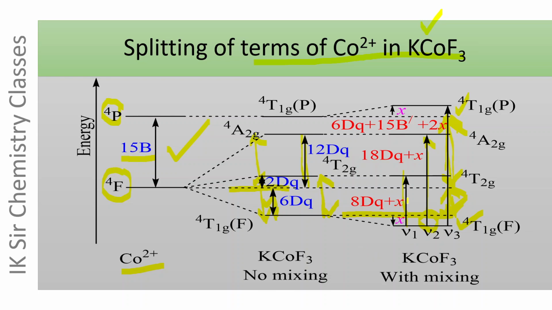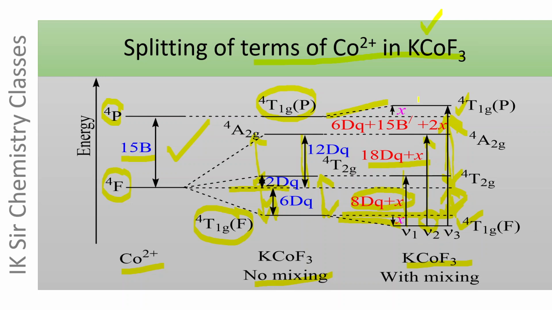nu1 requires energy 8 dq plus x. nu2 requires energy 18 dq plus x, and nu3 requires energy 6 dq plus 15B' plus 2x. This is crystal field splitting without mixing. This is with mixing. These two states, quartet T1G(F) and quartet T1G(P), repel each other. As a result, the energy of this state increases by x, while the energy of this state decreases by x.